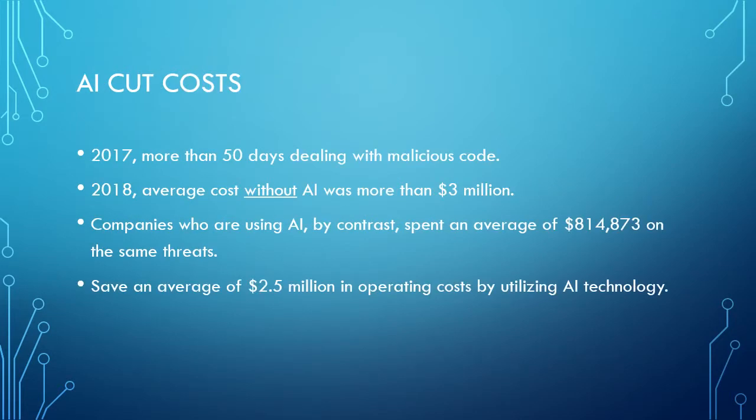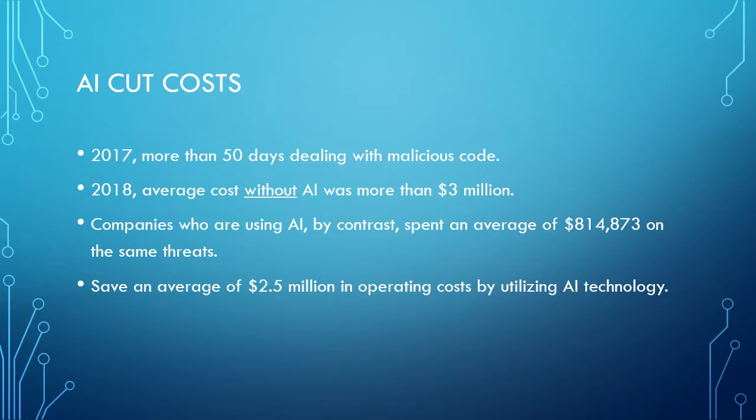One source reported in 2015 it took an average of 46 days to resolve a breach. That same source highlighted the average cost to remediate a breach incident was more than $21,000 per day. For that same period, that totals to more than $900,000. In 2017, it took more than 50 days on average to deal with malicious code, according to a Ponemon and Accenture report.